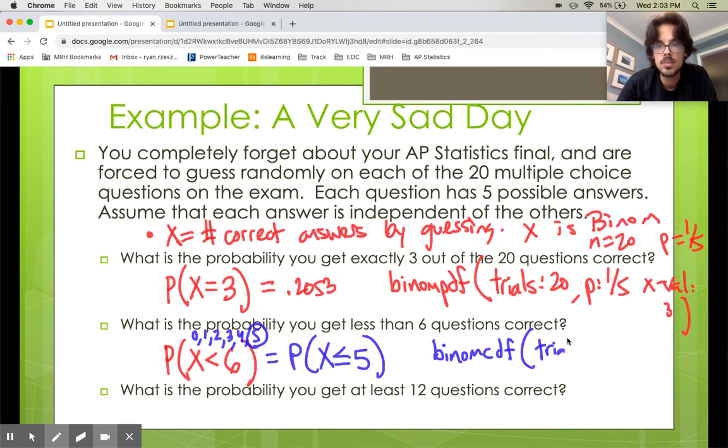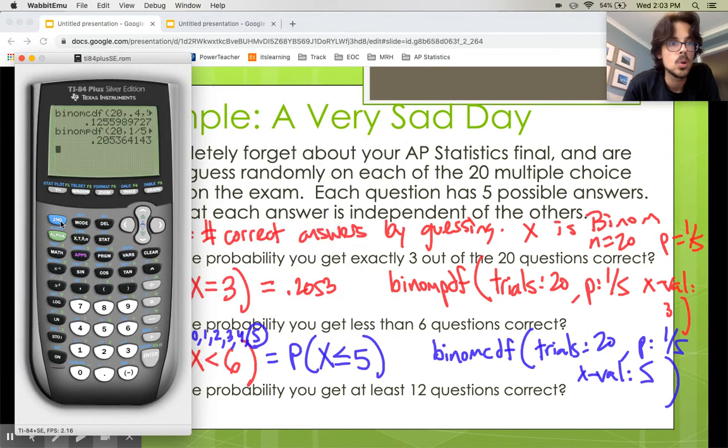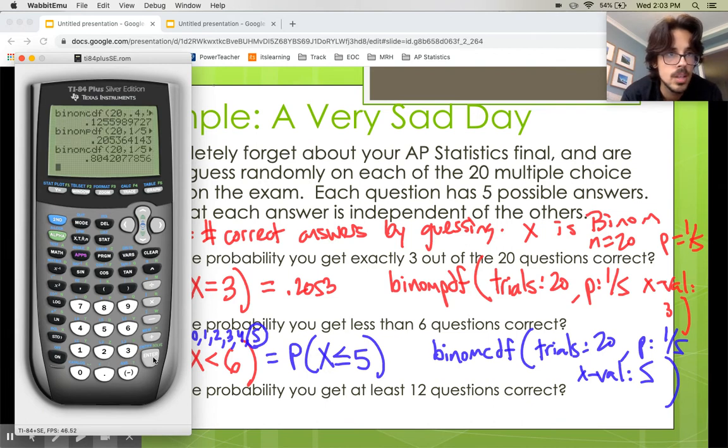My trials are still going to be 20. My p is still going to be a fifth. My x value is going to be a 5. And again, when you type this in, remember this is CDF, not PDF for this one. I'm going to go back. I'm going to do a binom CDF. Trials is 20. Probability of success is a fifth. My x value is 5. And then you get 0.804.